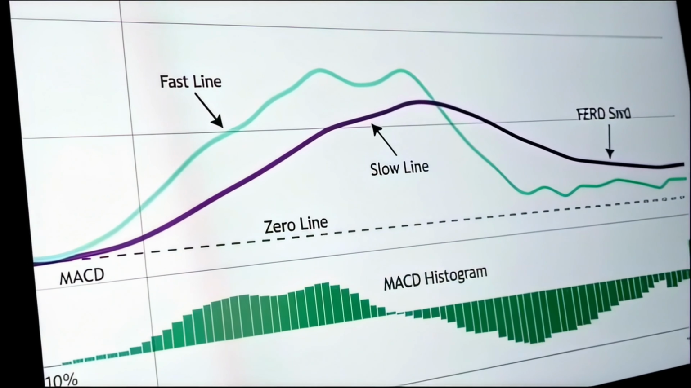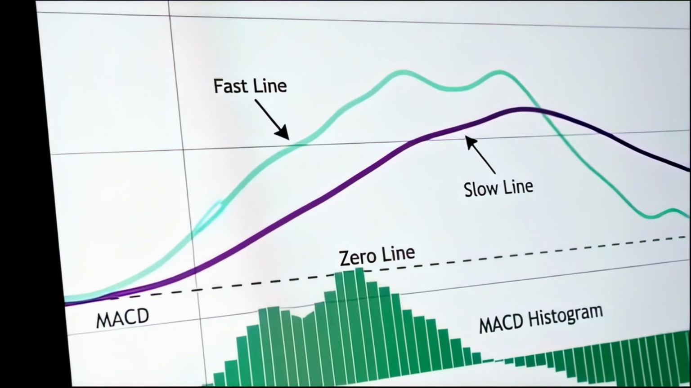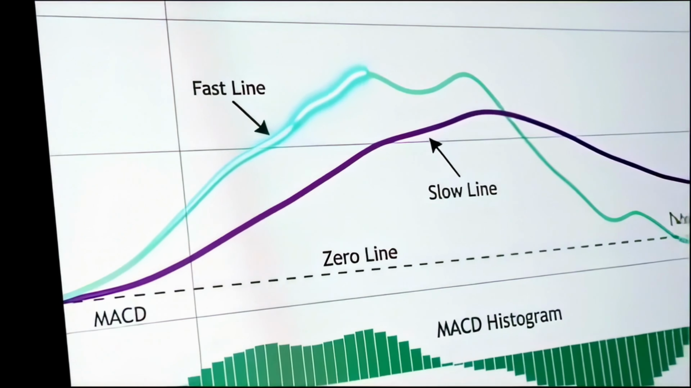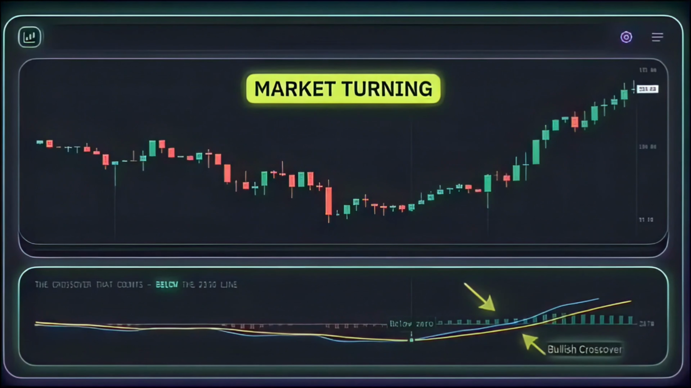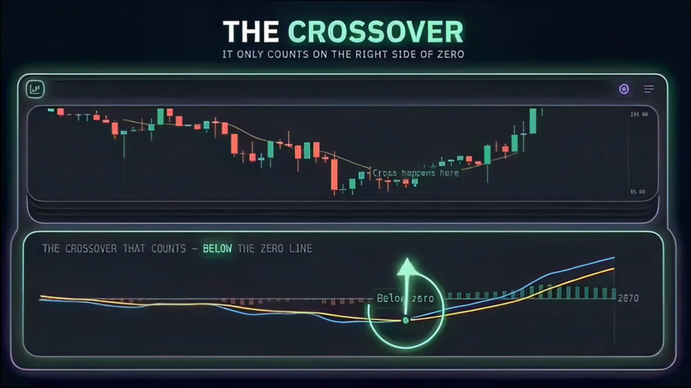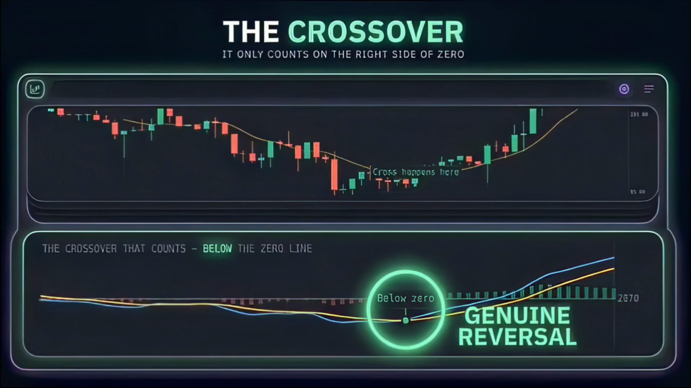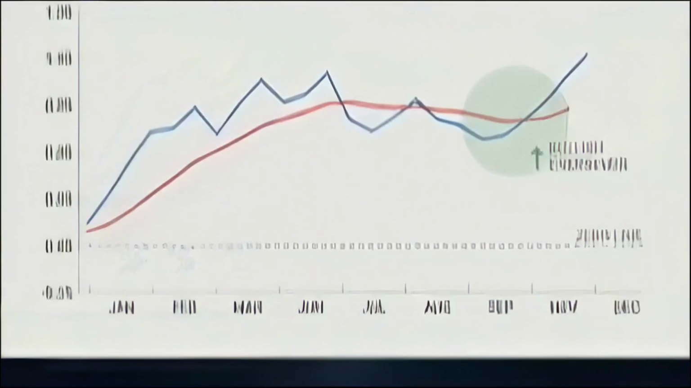Think about what that line actually represents. Above 0, the fast average is above the slow one. Broader momentum is already upward. Below 0, it is downward. So a bullish crossover that happens below 0 is a market that has been falling and is now turning. That is a genuine reversal forming, and it is the highest quality version of this signal.